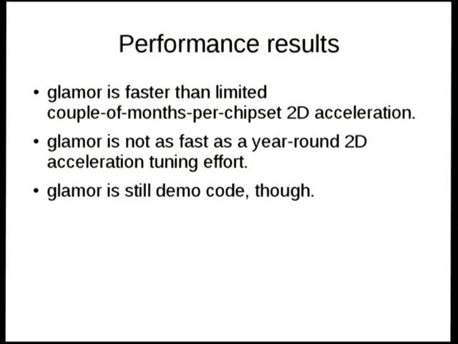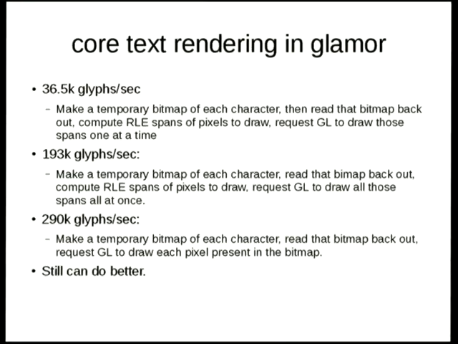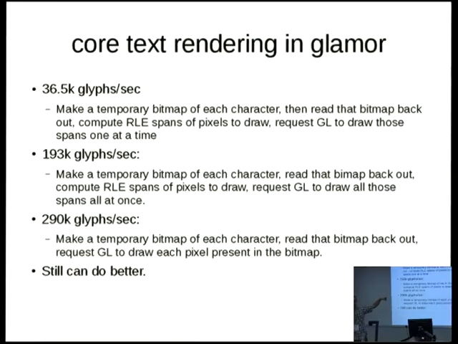And here's why. Glamour's faster than UXA. We'll just get a little bit of render acceleration working and call it done. It's not as fast as the year-round tuning that SNA gets. So I pulled up some rendering that I expected Glamour to be slow at, which was the core text glyphs. So not the kind of characters that you see on the screen here that are anti-aliased, but the old stuff that you see in ancient X applications like Xterm, for the most part.